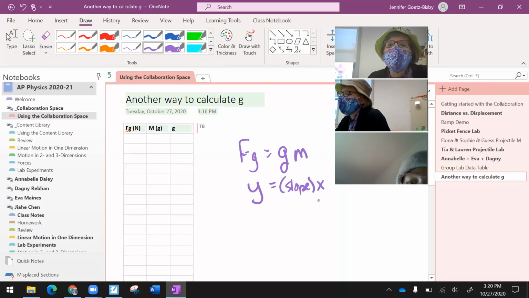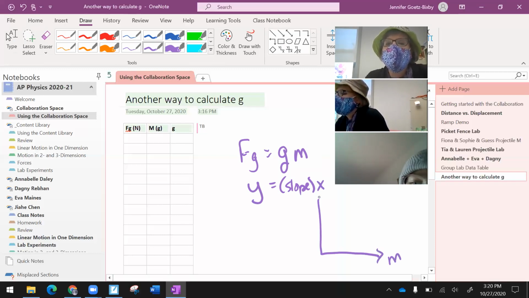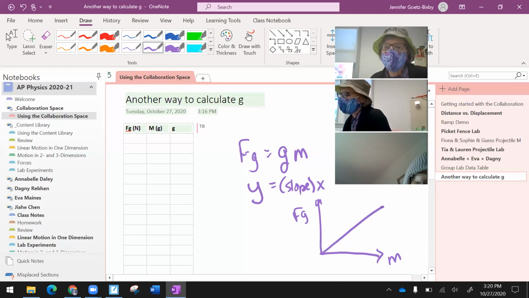So we're going to plot all our data points. This is going to be m. This is going to be Fg. It should be a straight line. And then the slope of that line should be little g. Okay, thank you so much.